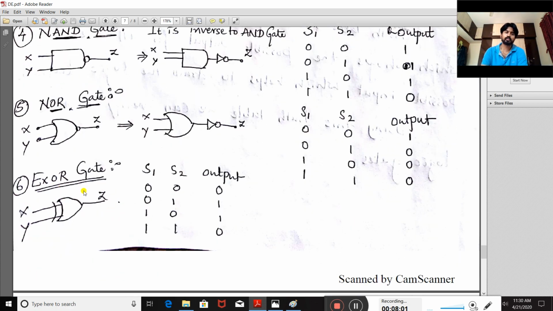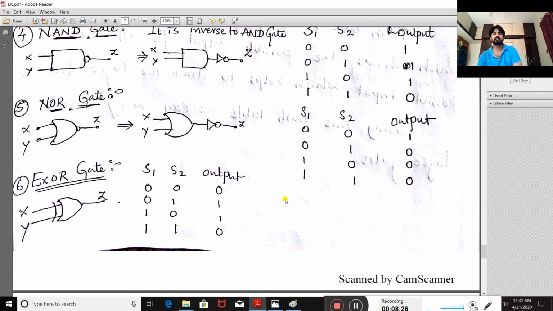Now if you see the XOR gate, it is the exclusive OR gate. Here, if any one of the inputs is high, then only the output will be high, otherwise it will be 0. For these two cases, one of the inputs is high, so the output is 1. If both the inputs are low, or if both the inputs are high, it will be 0. This is called the XOR gate.